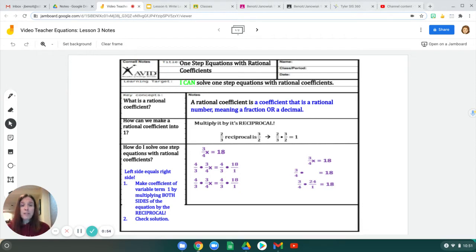And remember, this is a video. You can pause at any time. You can rewind, and then you can hit play when you're ready.